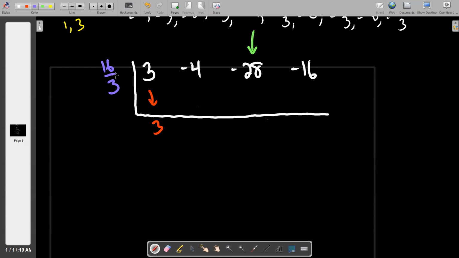All right, what's 16/3 times 3? All right, so we'll put 16 here. What's negative 4 plus 16? 12. What's 16/3 of 12? And again, you want to get good at this. You want your brain to see it. So let me walk you through how my brain does it. I take this number 12 and I divide it by 3. Can I do that? I get 4, and then I multiply it by 16 and I get 64. Then add those together. What's negative 28 plus 64?